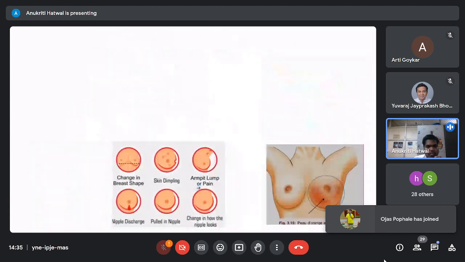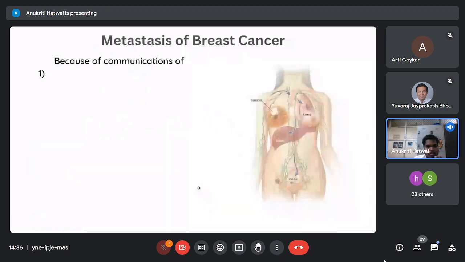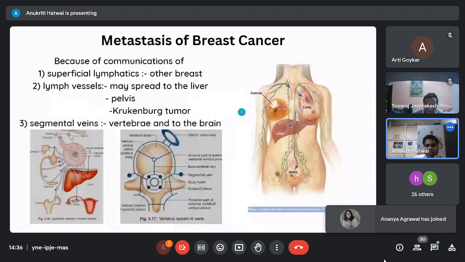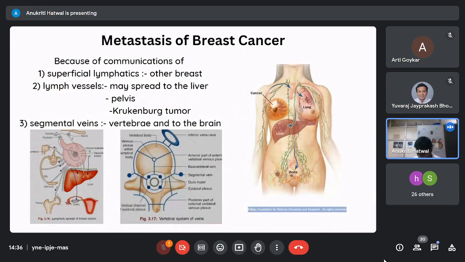Now, how does breast cancer spread to different parts of the body? Because of the communication of the superficial lymphatics of the breast across the midline through the external lymph node, it can spread to the other breast through the lymph vessels. It may spread to the liver and pelvis. It may fall in the ovary and spread there, as in Krukenberg tumor.